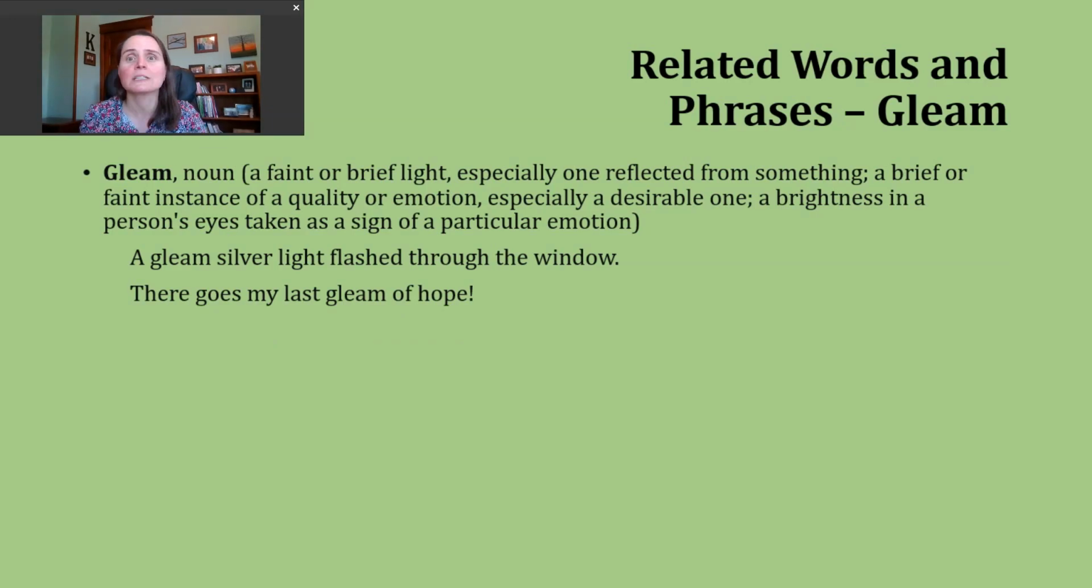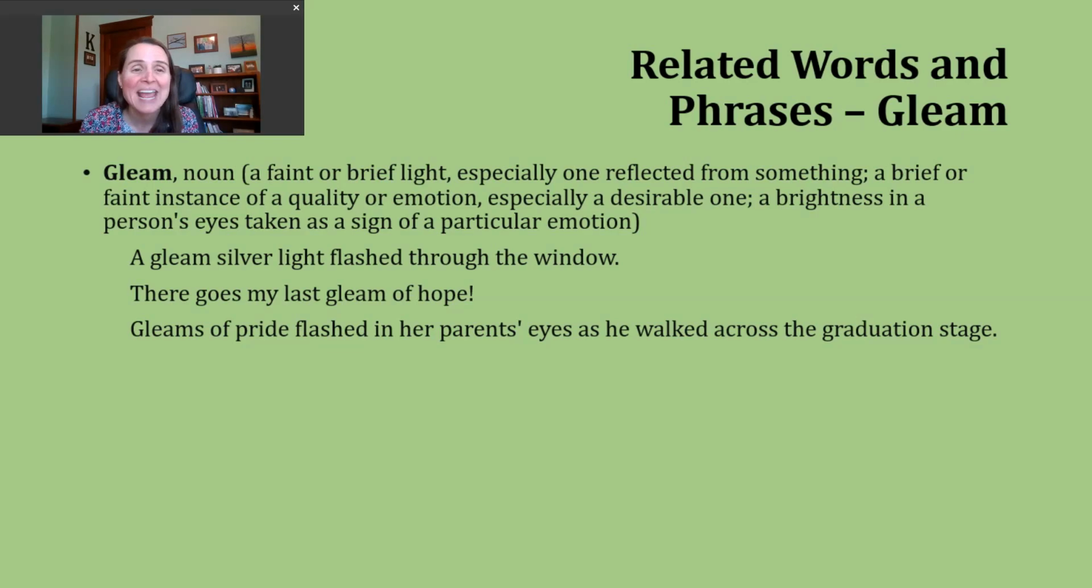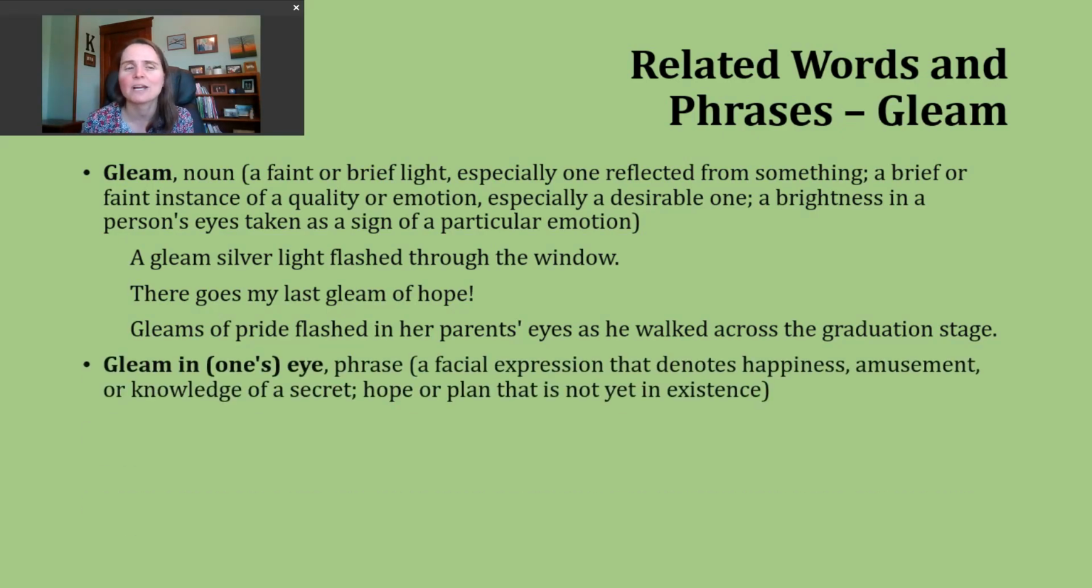A third way gleam gets used as a noun refers to the brightness in a person's eye, particularly as it relates to some type of particular emotion. An example of this, gleams of pride flashed in her parents' eyes as she walked across the graduation stage. Right? So again, we might think of sensing rather strong emotions from someone's eyes. Sometimes those are kind of brief moments, but there's a quality or characteristic that's a little bit different.